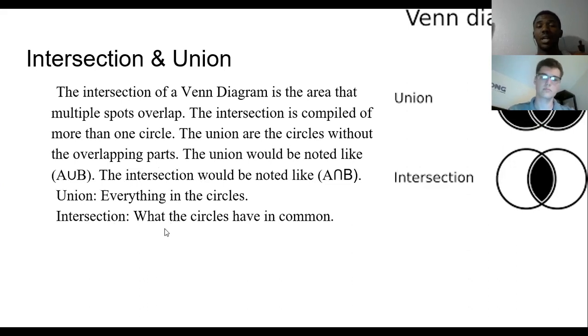The intersection is what these circles have in common. And the only reason this whole union is highlighted is because the things in the middle go in both different circles. So you have to include this, because if you don't include what they have in common, then you'll be missing stuff from A and B. So you have to include everything. It's just generally everything included once. That is the union. And the intersection, again, is just what they have in common.